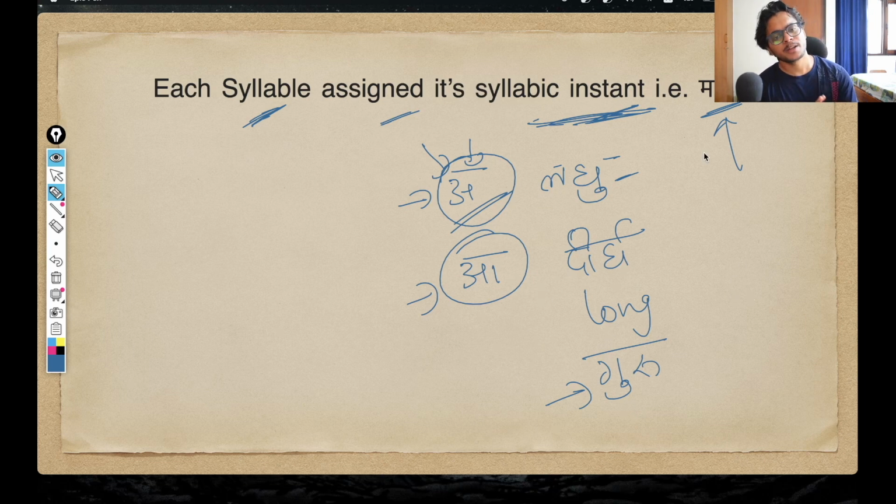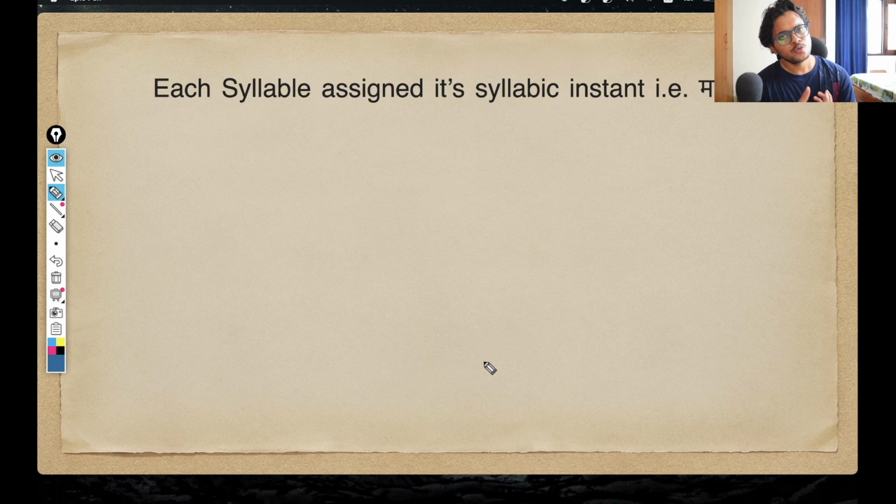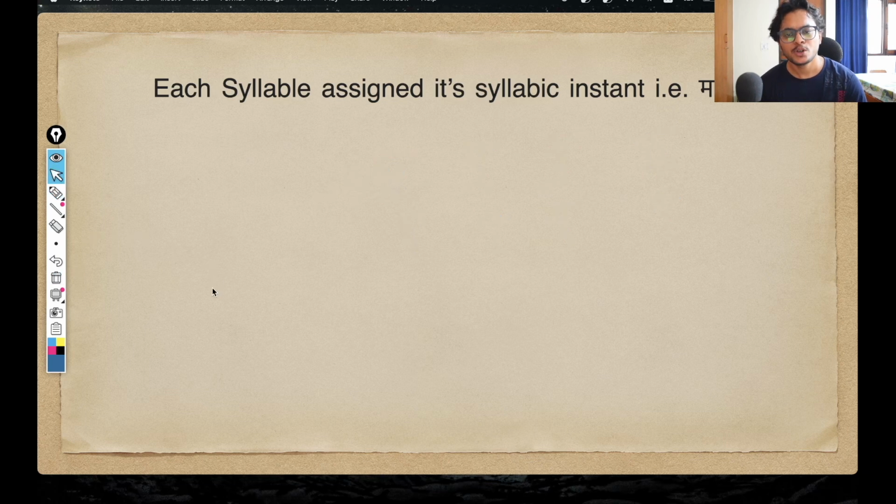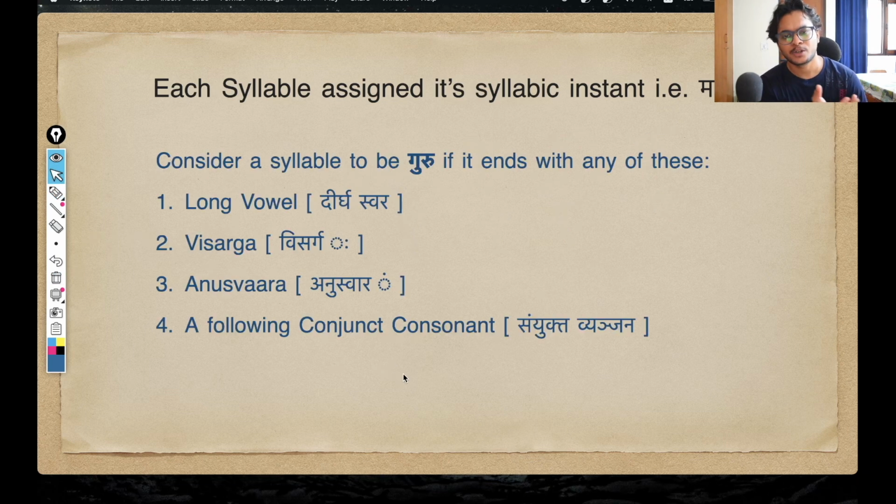But the thing to remember is that the syllabic instant, the matra, is just this: either it is a laghu or it is a guru. And how do we differentiate between these two? What is laghu, what is guru? Only these 4 vowels: if the syllables that we have figured out end with these 4 vowels, a, i, u, ri, then they are laghu. And what makes a syllable guru? All the rest.